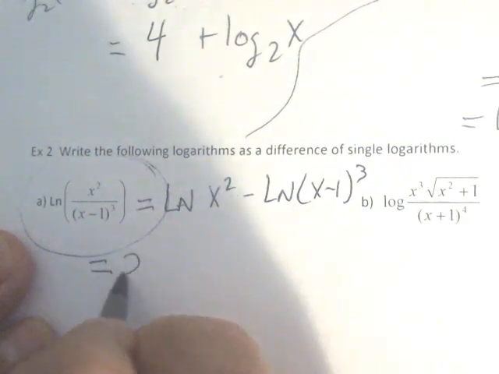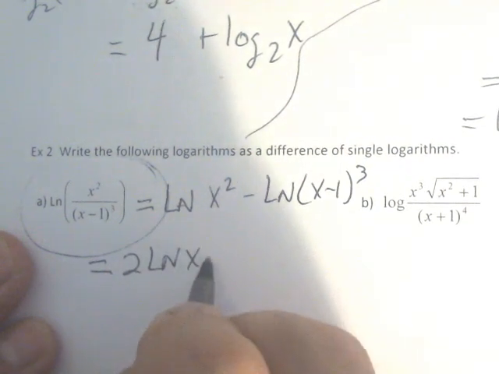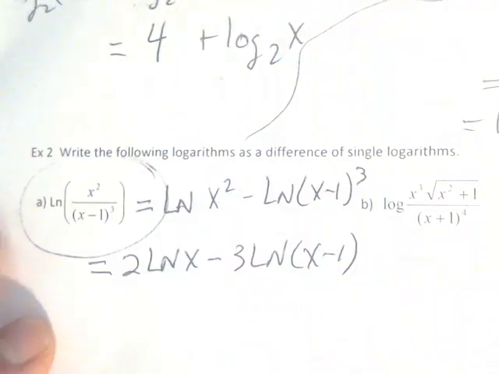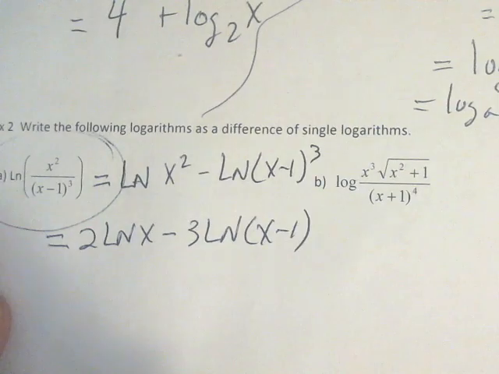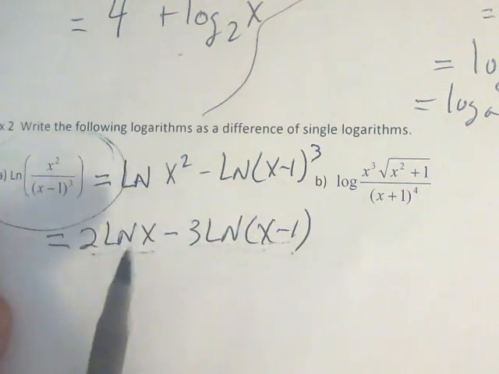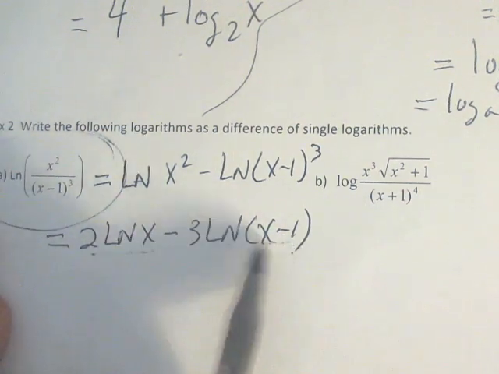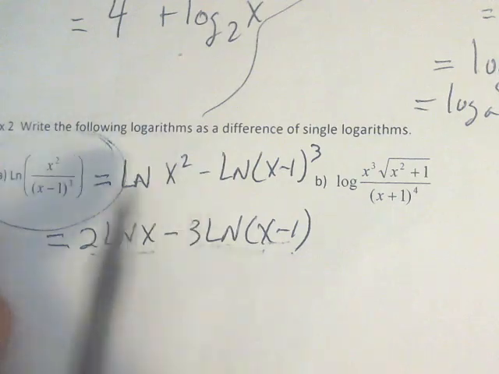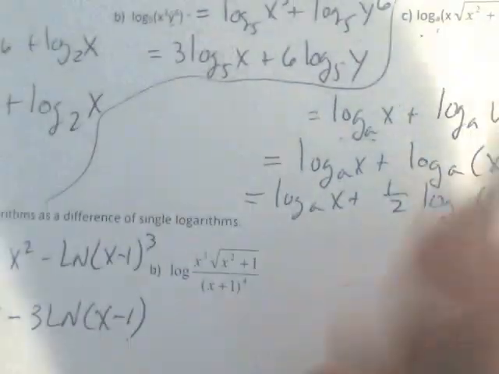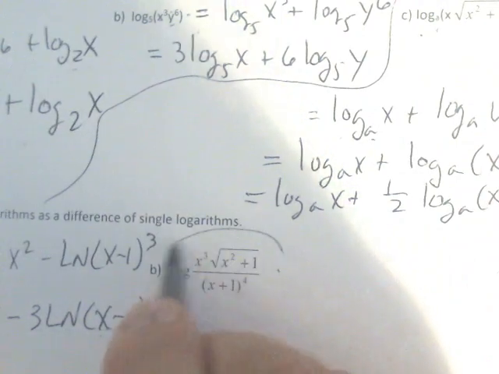Apply law 3. So I have 2 natural log x minus 3 natural log x minus 1. That's it. You're done. Because I go and I look at, again, each single log to see is there anything I can do, and none of these, either one of these two, look like any of my 3 laws. So I'm finished there. Moving on to this one.